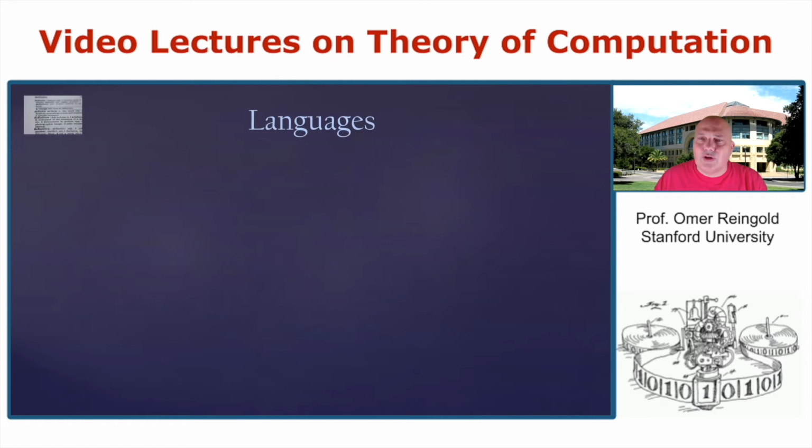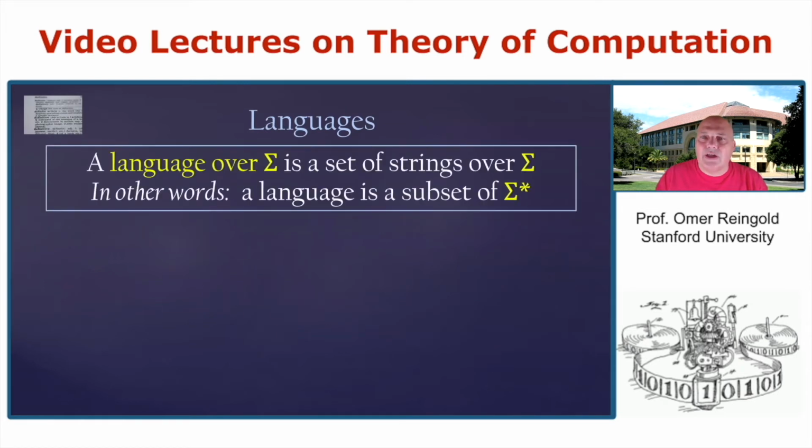Now let's talk about languages. So a language over sigma is just a set of strings over sigma. Of course, real-life languages have much more to them than just a collection of words. But for us, a language is just a collection of words, a collection of strings. So it is a subset of sigma star.